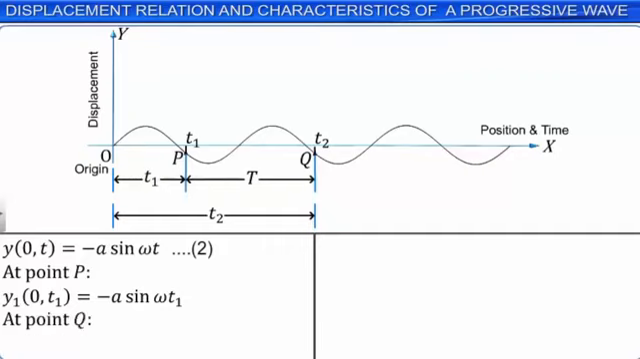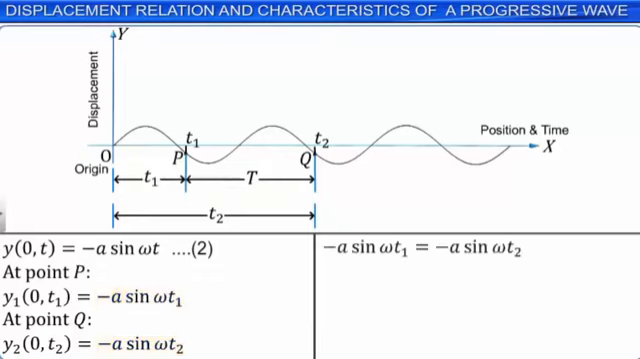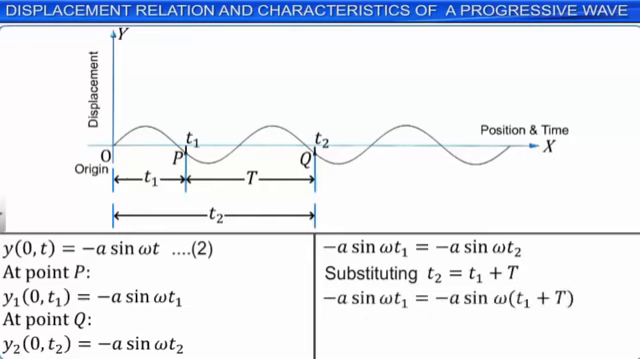And equating their right-hand sides, we get minus a sine omega t1 is equal to minus a sine omega t2. That is, their displacement will be same as they are at the same phase. The particle of the medium has completed one oscillation from point P to point Q, for which the time taken is the time period T. By substituting t2 equal to t1 plus T, we get minus a sine omega t1 is equal to minus a sine into omega into t1 plus T. This equation can be written as minus a sine omega t1 is equal to minus a sine into omega t1 plus omega T. Let this be equation 3.